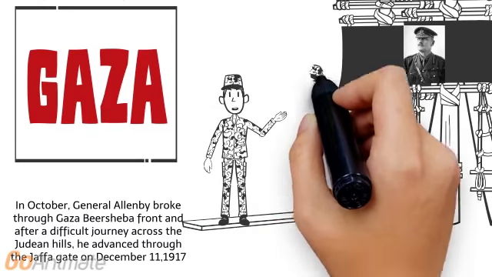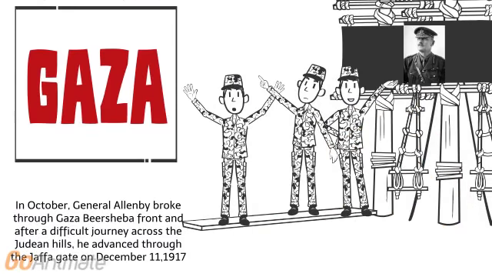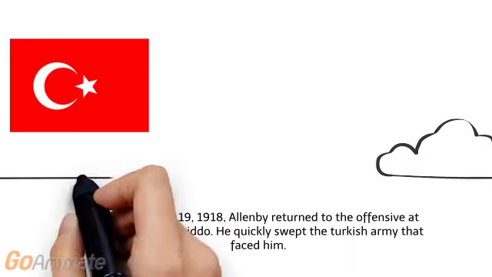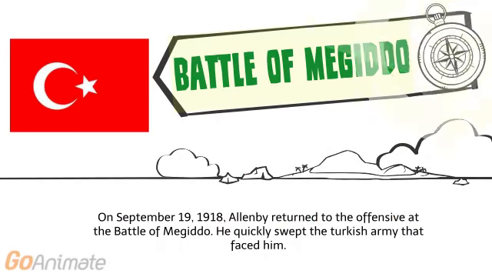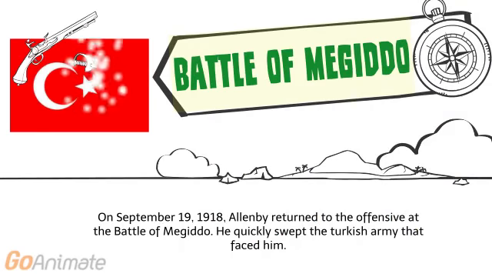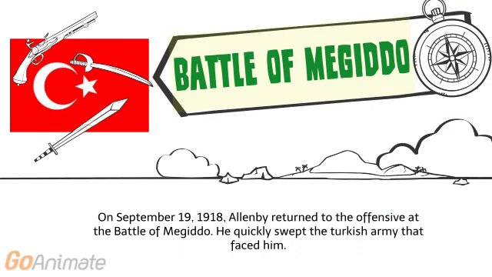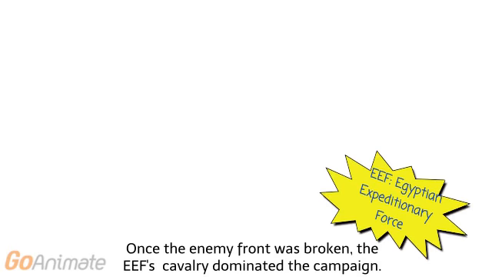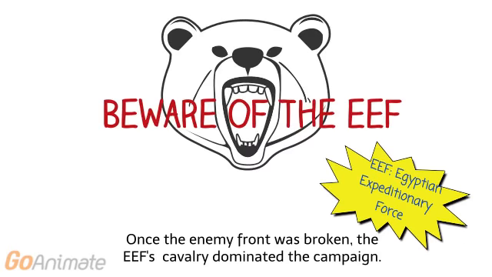In October, General Allenby broke through the Gaza-Beersheba front, and after a difficult journey across the Judean hills, he advanced through the Jaffa Gate on December 11, 1917. On September 19, 1918, Allenby returned to the offensive at the Battle of Megiddo. He quickly swept the Turkish army that faced him. Once the enemy front was broken, the EEF's cavalry dominated the campaign.